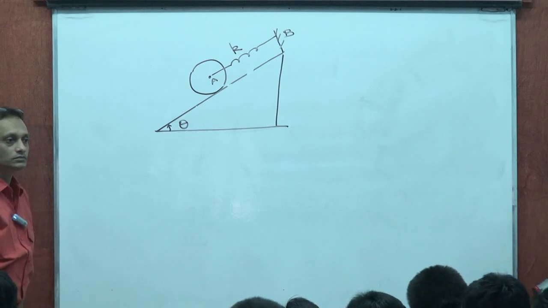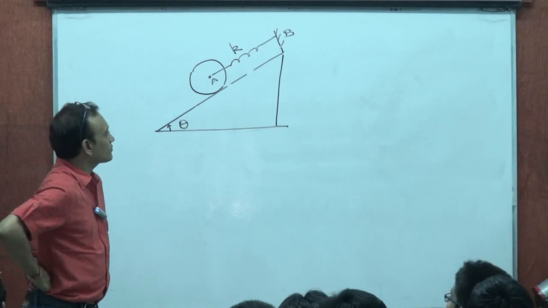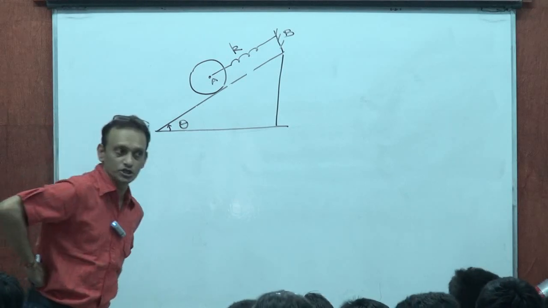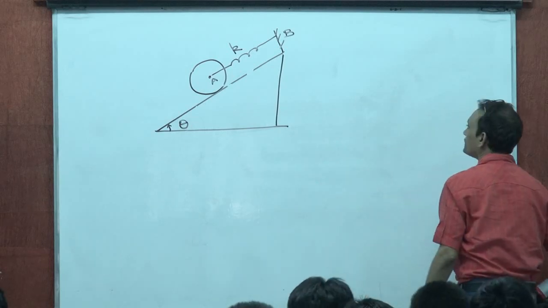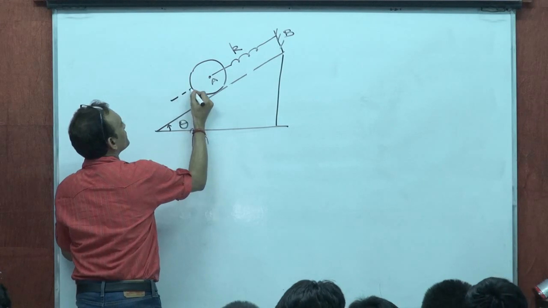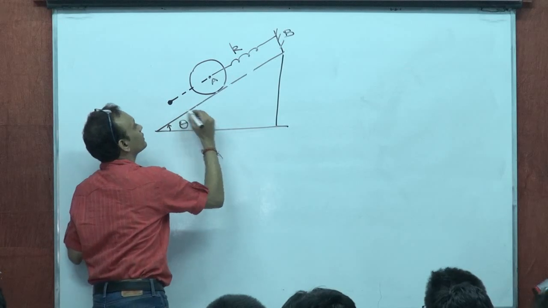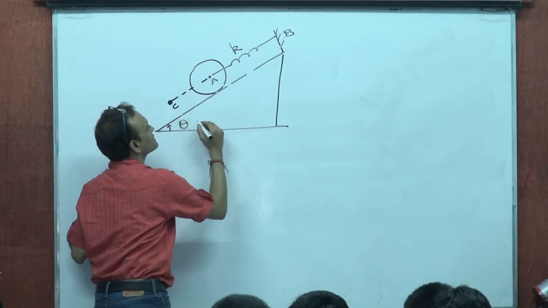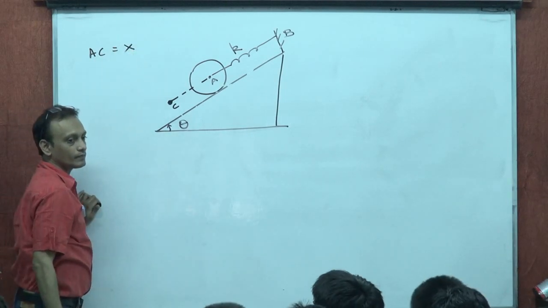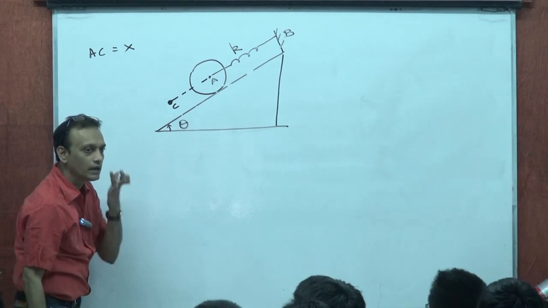Now, two approaches to this. Let me first take the energy approach to this problem. The energy approach is, let's say, when the cylinder at some instant during its course of motion descends by an amount x.